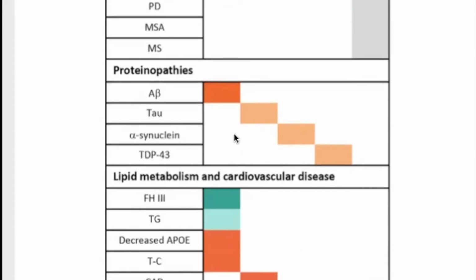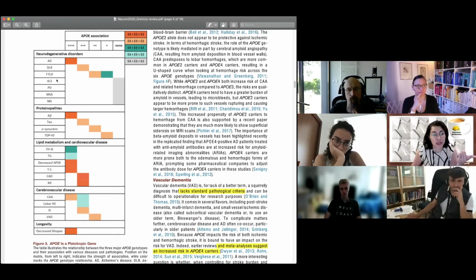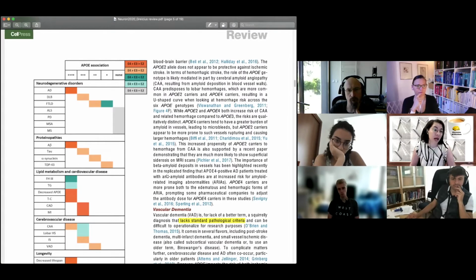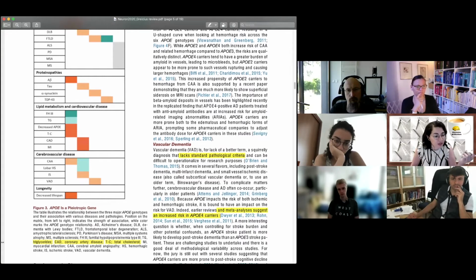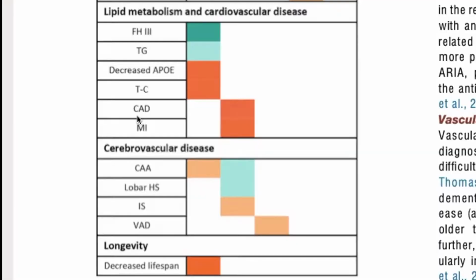But then there is a high correlation with the presence of proteinopathies, so the amyloid, the tau, the alpha-synuclein, and the TDP, as we see, for example, in frontotemporal lobe dementia. And then the APOE4 variant is also correlated to triglycerides, cholesterol, and as we have seen for the vascular disease, the coronary artery disease.